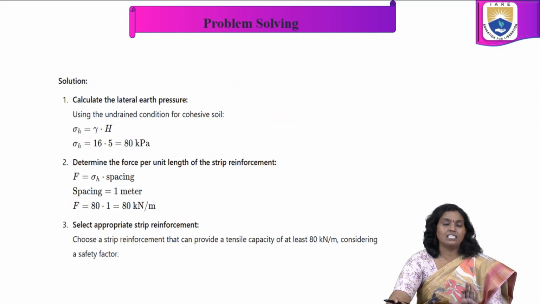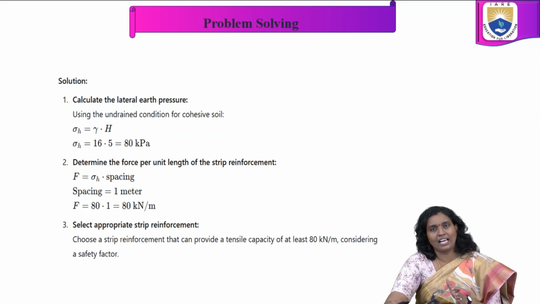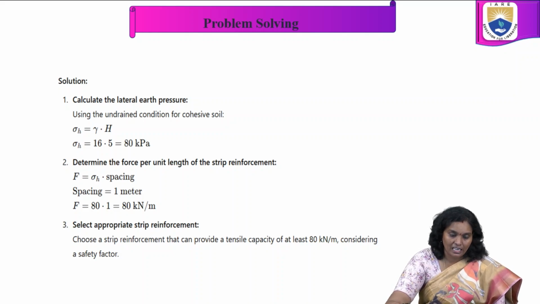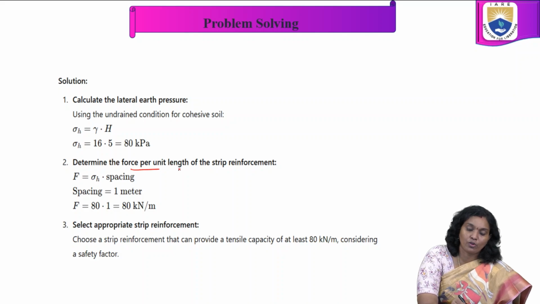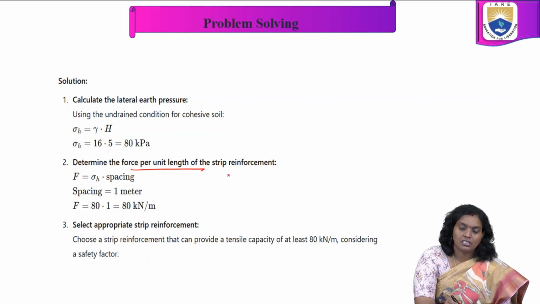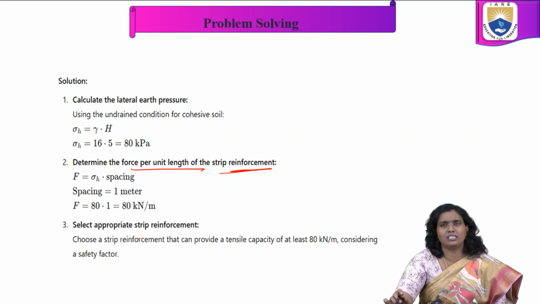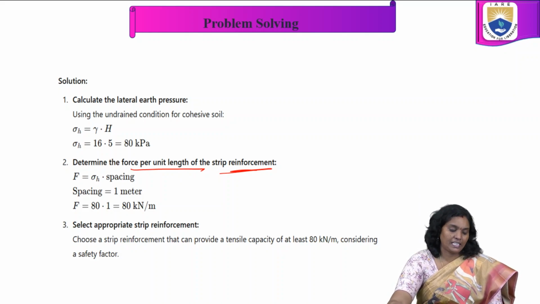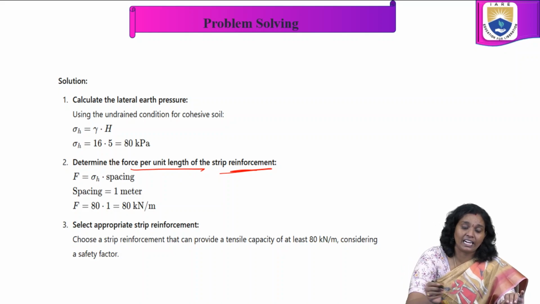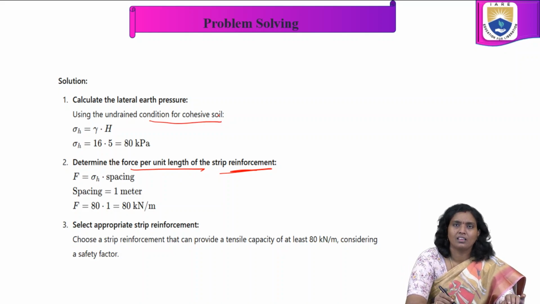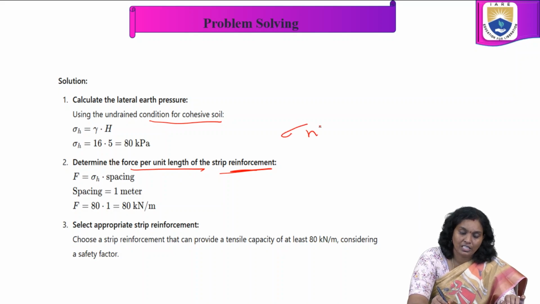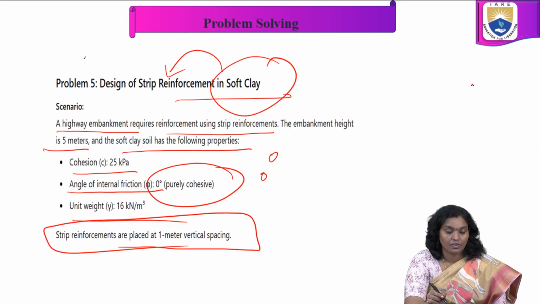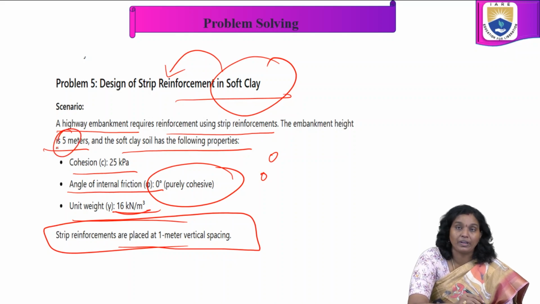Now in this, the first part is to calculate the lateral earth pressure. Then determine the force per unit length of the strip reinforcement, and select appropriate strip reinforcement. These are the steps involved in this scenario. Using the undrained condition of the cohesive soil, the lateral earth pressure is equal to 16 multiplied by 5 meters, that is equal to 80 kilopascals.